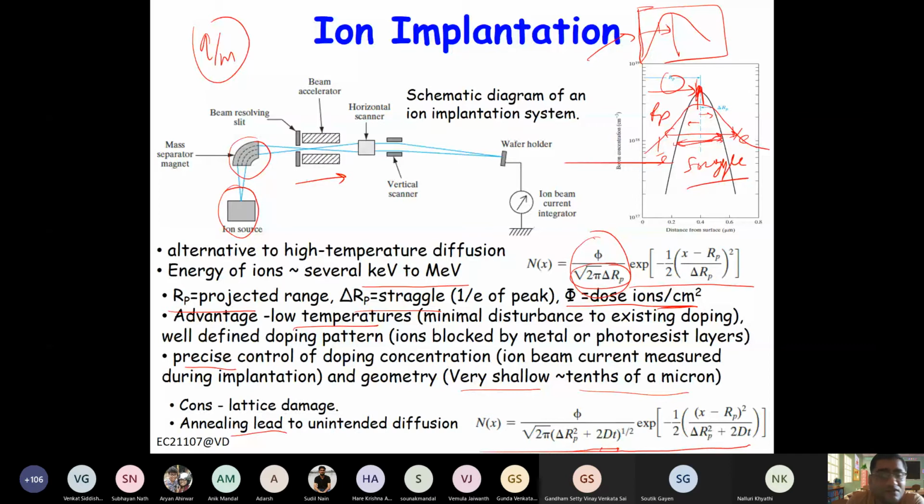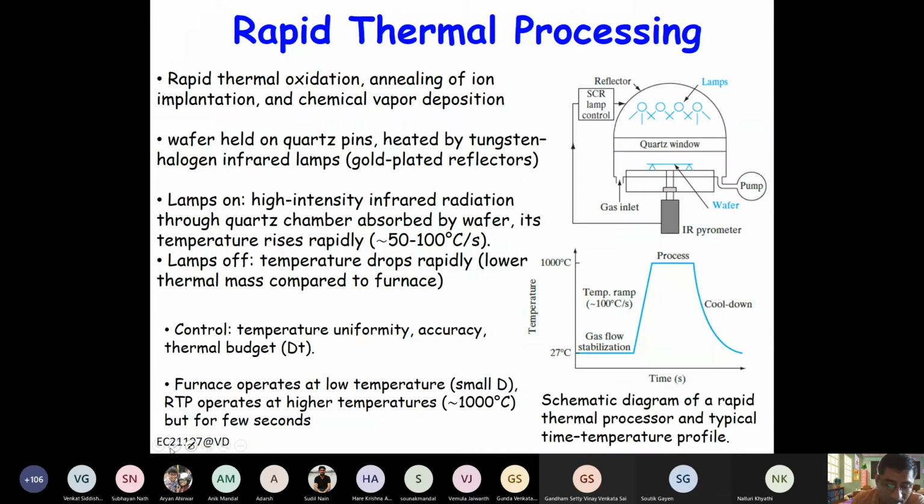So how is this annealing done? Annealing is done through rapid thermal processing. Now here, this is the wafer. It is placed on these quartz pins, right? Care is taken that this region has low thermal mass, so that all the heat that is applied goes to the wafer only. Now what is done here?